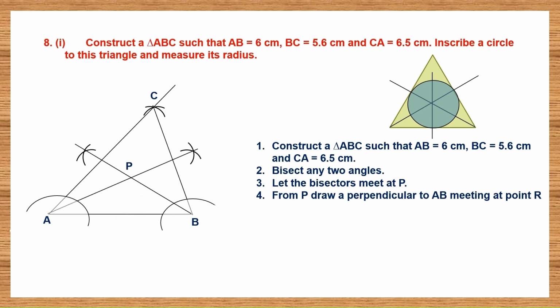Place your compass at this point P and take any measurement of radius on your compass and cut two arcs on this line. So we're going to cut the first arc here and the second arc here. Now place your compass on this point and you're going to draw two arcs here below AB. So in this case, the measurement of the radius should be more than half of the space between the two arcs.